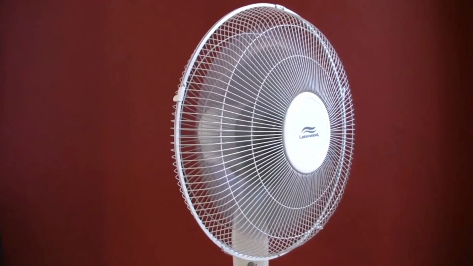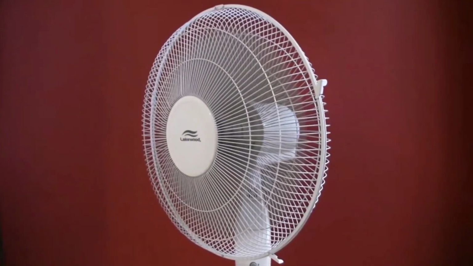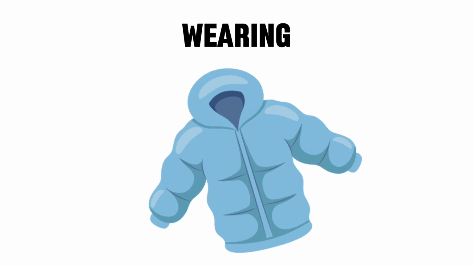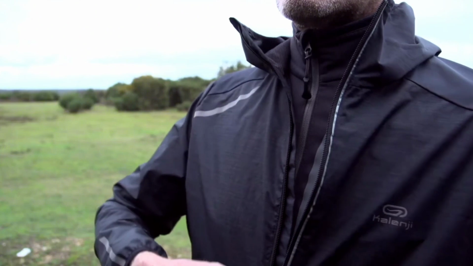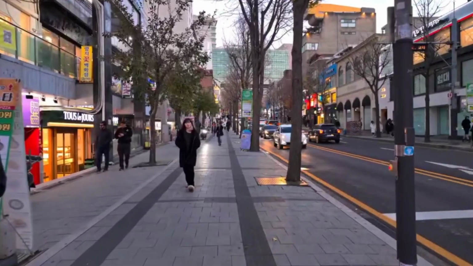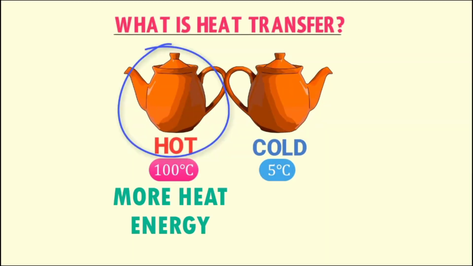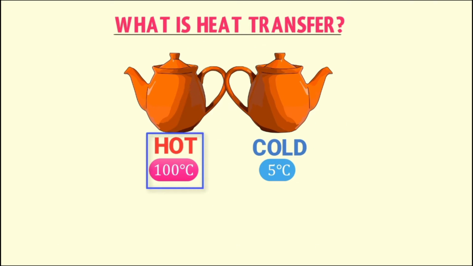Fans cool our body by moving air over the surface of your skin, facilitating the transfer of heat away from your body. So is wearing insulating clothes like cozy jackets. Wearing clothing with good insulating properties helps reduce heat transfer. The clothing traps air and prevents direct contact between your body and the surrounding cold or hot environment. Heat transfer occurs in response to a temperature difference and aims to achieve thermal equilibrium, where the temperatures become equal.